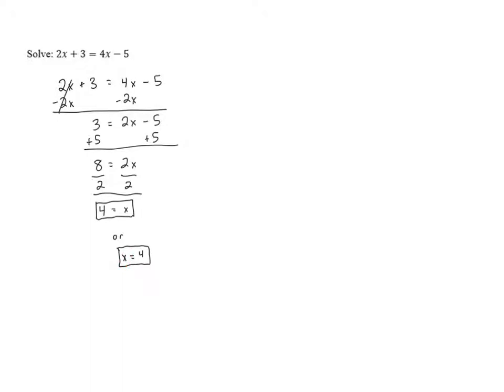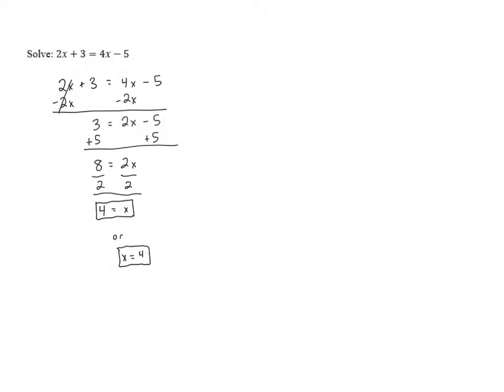Sometimes people really like to have the x on the left-hand side because it makes more sense in the English language. If someone asks you, find the value of x, it makes more sense to start your sentence with x and say, oh, x is 4, instead of saying 4 equals x. Because here we're saying something about 4 and not x. It doesn't really matter. Either one is acceptable. You can choose whatever you prefer.